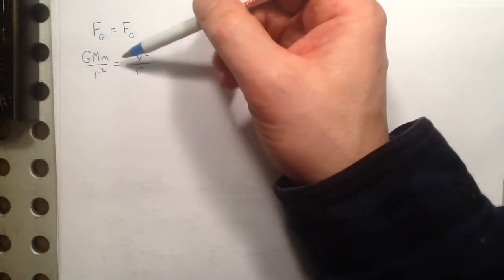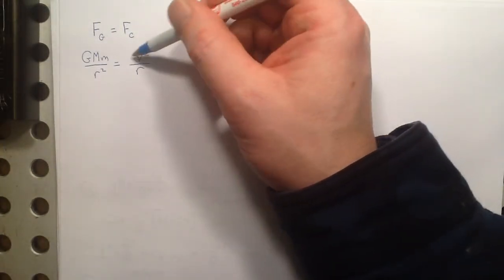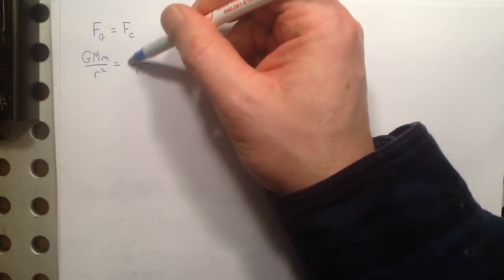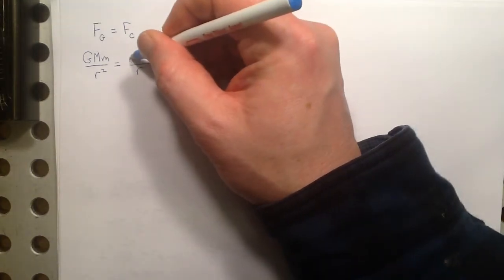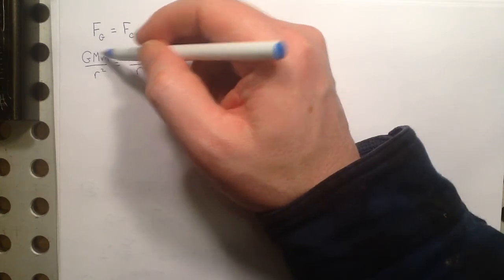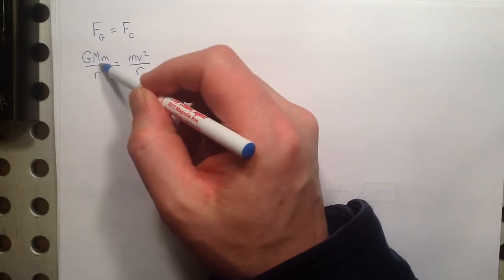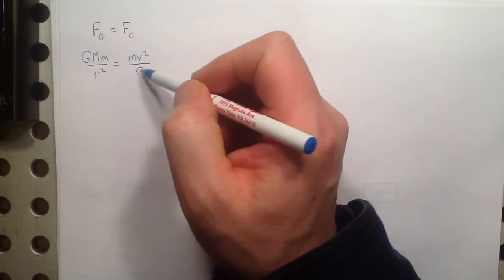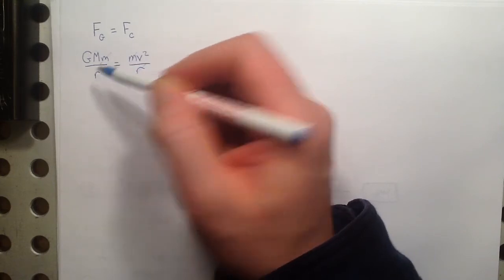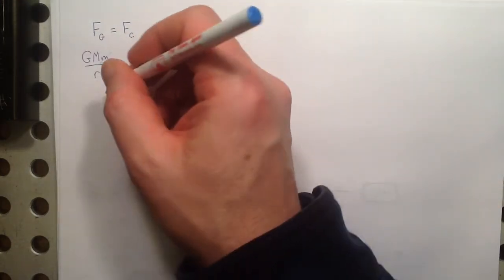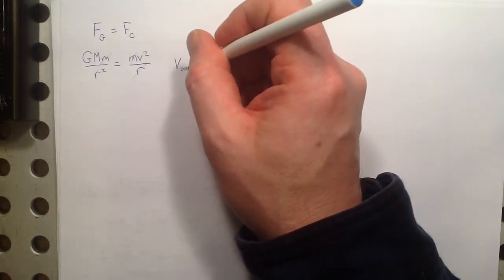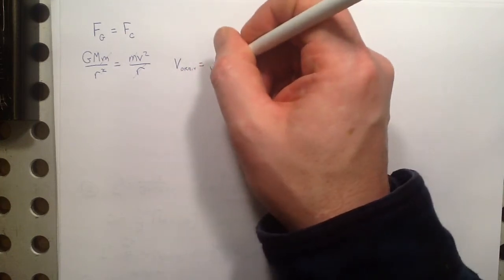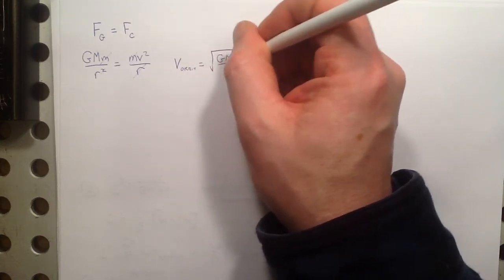Pause here to just think about, should this be the big M or the small m? This centripetal force is the force acting on the thing that's going in the circle. The thing that's going in the circle is the small m, right? That's the orbiting body, not the big thing in the middle. And then there's some things that can cancel out here. The small m's cancel, one of the r's cancels, and I end up with v squared is equal to G M over r, or velocity of something in a circular orbit is equal to the square root of G M over r.